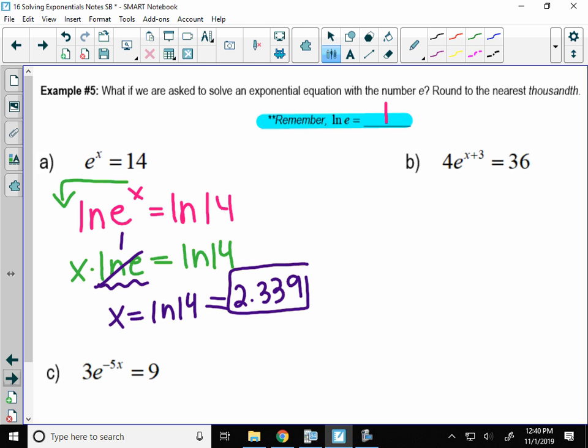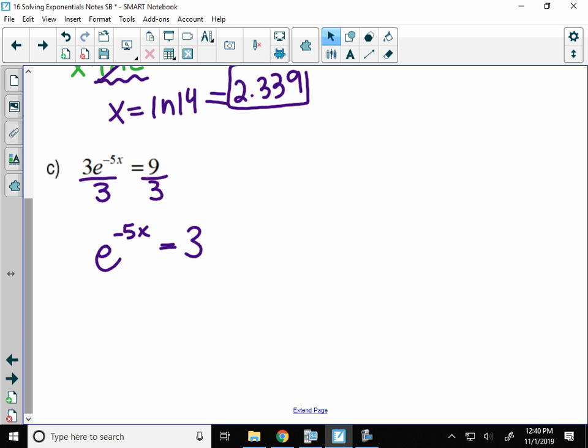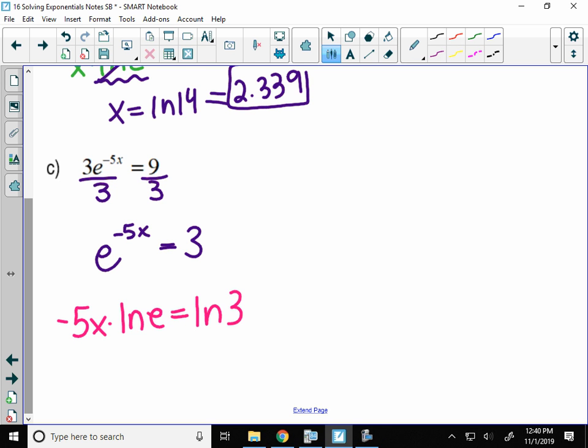So which one do you want to do, B or C? C? Okay. Let's do C. So C here, what do I do first? Divide by 3. So I divide by 3 and I get e to the negative 5x equals 3. What kind of log do I take? The natural log. So when I take the natural log, that exponent comes down in front. And what happens in the natural log of e? I just cross off. It equals 1.